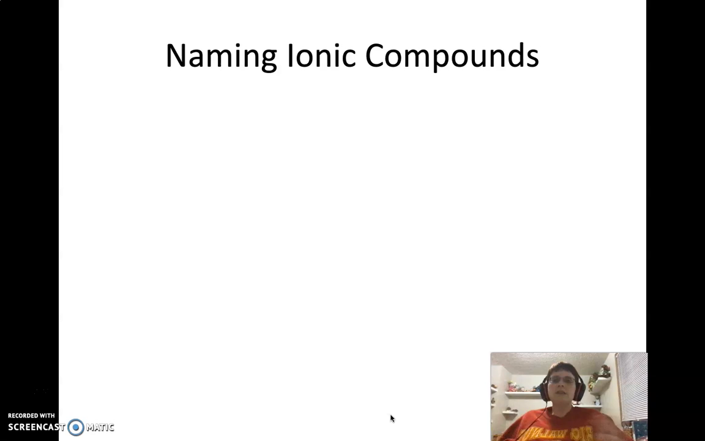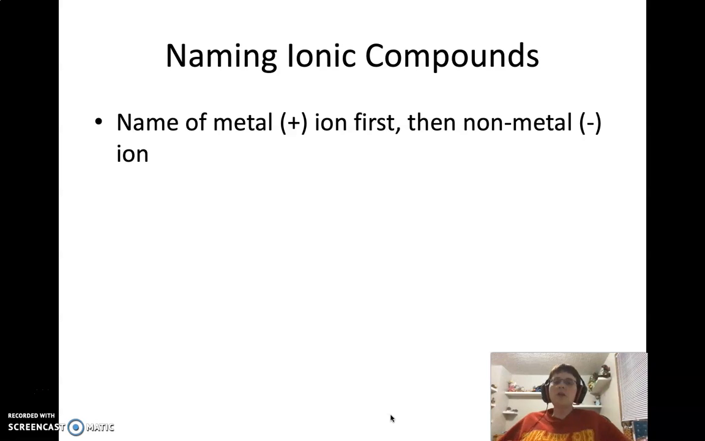So we're going to start first, just like we did before with the bonds, with naming ionic compounds. The name of an ionic compound is always going to be constructed the same way. You're going to put the name of the metal ion first, the positive ion, and then the non-metal ion is going to go second, the negative ion. So the ion that comes from the left-hand side of the table is going to be the first part of the name. Then the ion from the right-hand side of the periodic table is going to go as the second part of the name.